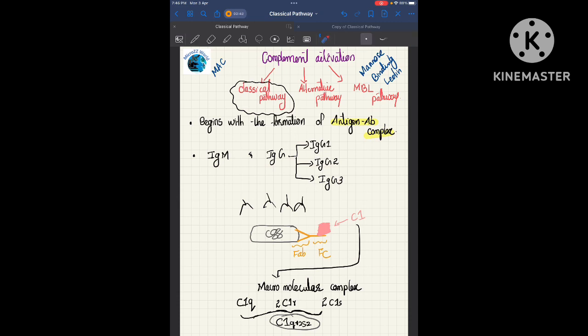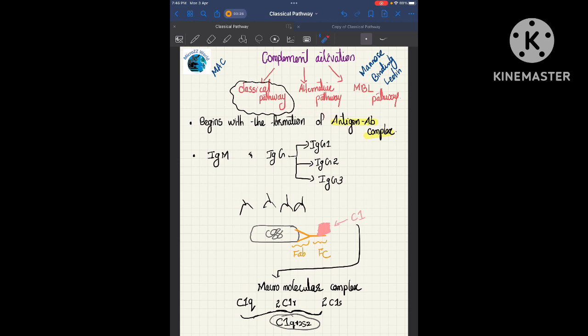For the classical pathway, in order to activate the complement, it requires the formation of an antigen-antibody complex. Whenever an antigen, for example bacteria, enters our body, the body recognizes it as foreign. So our body starts synthesizing specific antibody against this antigen. That antibody will specifically go and bind with the antigen and form an antigen-antibody complex. Once this complex is formed, it can activate the complement via the classical pathway.